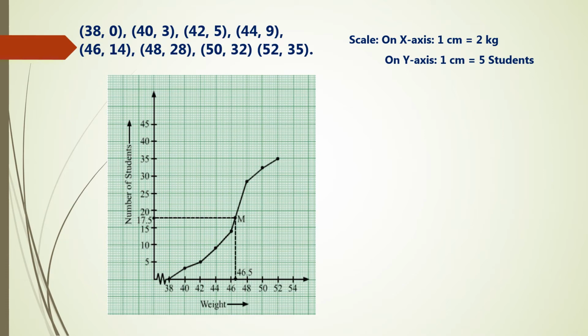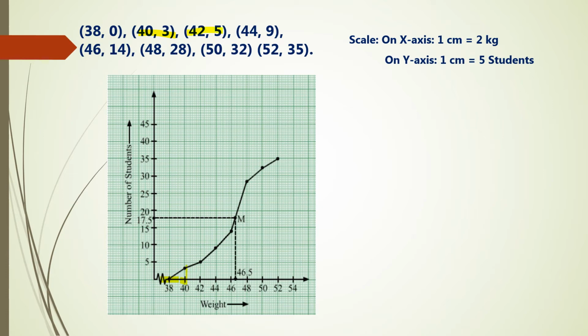To plot 38, 0, as the y-coordinate is 0, it will lie on the x-axis. From the origin, go to 38 and keep the point there. The second point is 40, 3. From the origin, move right till 40, then 3 units upwards. This point will be 40, 3.